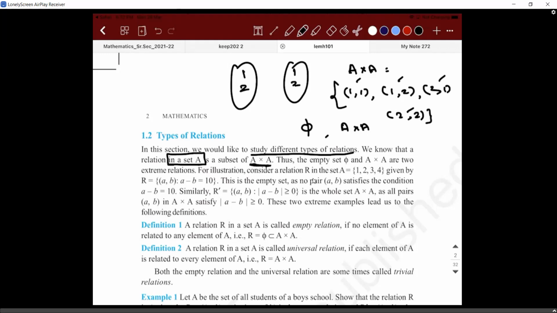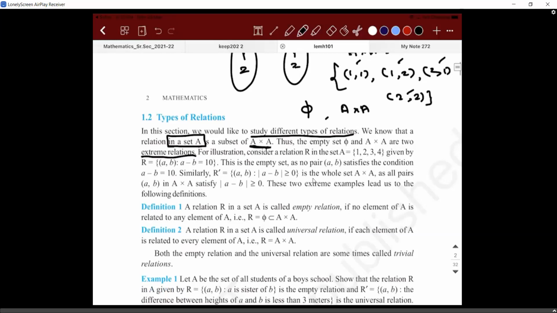You have to understand. When you write these two, the null set and A cross A, they are given a special name called extreme relations, because 0 is the least value and A cross A is the maximum value. These are two extremes. So they have given an example. For illustration, consider a relation R in set A. That is how every statement will be. Set A contains the elements 1, 2, 3, 4, and R is given by (A, B), where your job is to write ordered pairs (A, B) such that A and B are related as A minus B equals 10. Is there a possibility?